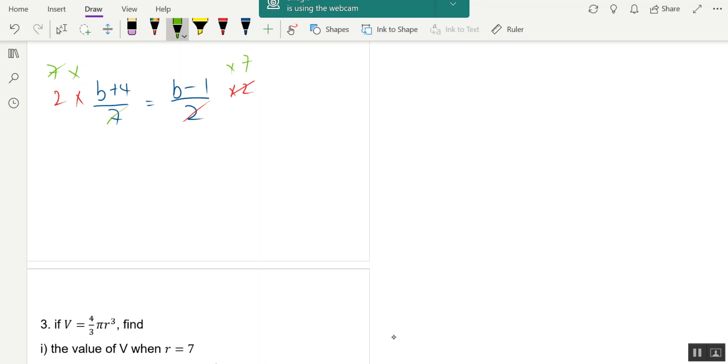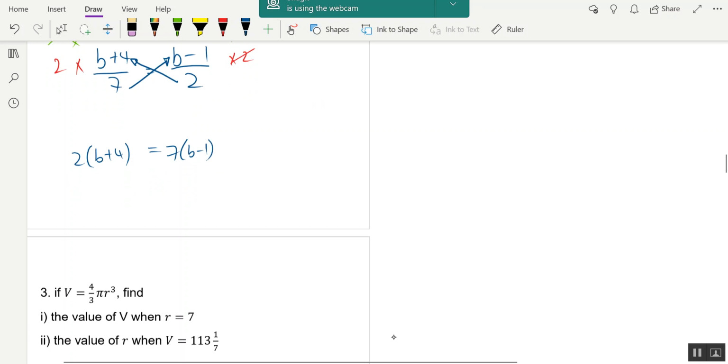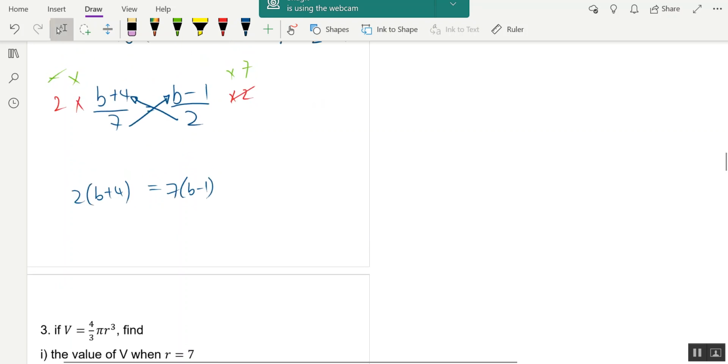So the remaining result is left with 2 bracket b plus 4 equals 7 bracket b minus 1. A simpler way of telling students is: the 7 goes to him, the 2 goes to him. Only the denominator can go up. The denominator goes up to the numerator, but it must cross the equal sign. So when the 2 goes over, it becomes this way, and when the 7 goes over, it also becomes this way.